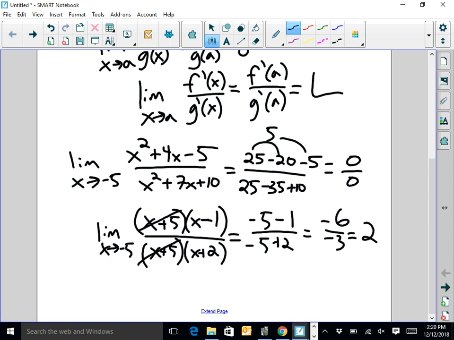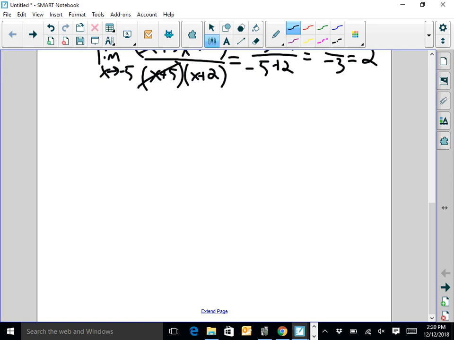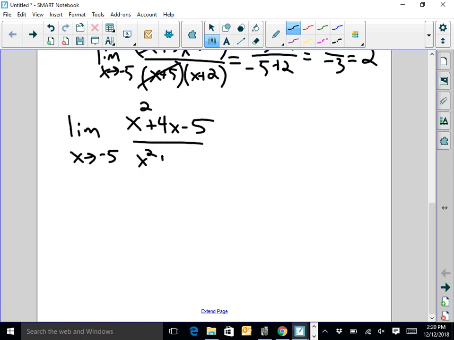Okay? So let me show you how I evaluate this using L'Hopital's rule. Let me just recopy this problem. Okay, we still have to show that when we plug in, right? So evaluating when we plug in, we get 0 over 0. We need to show that it's making 0 over 0. Then we have to say the phrase, using L'Hopital's rule.